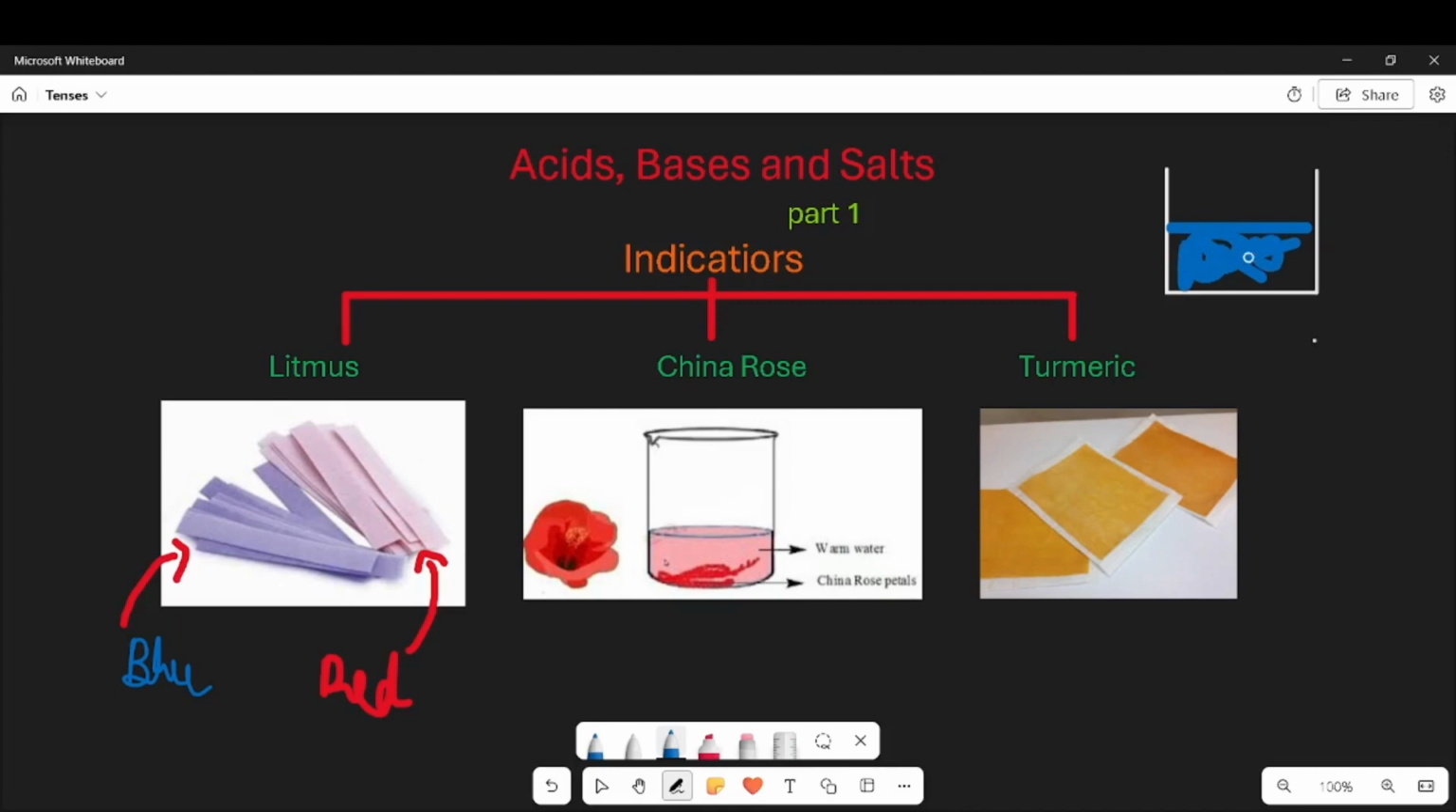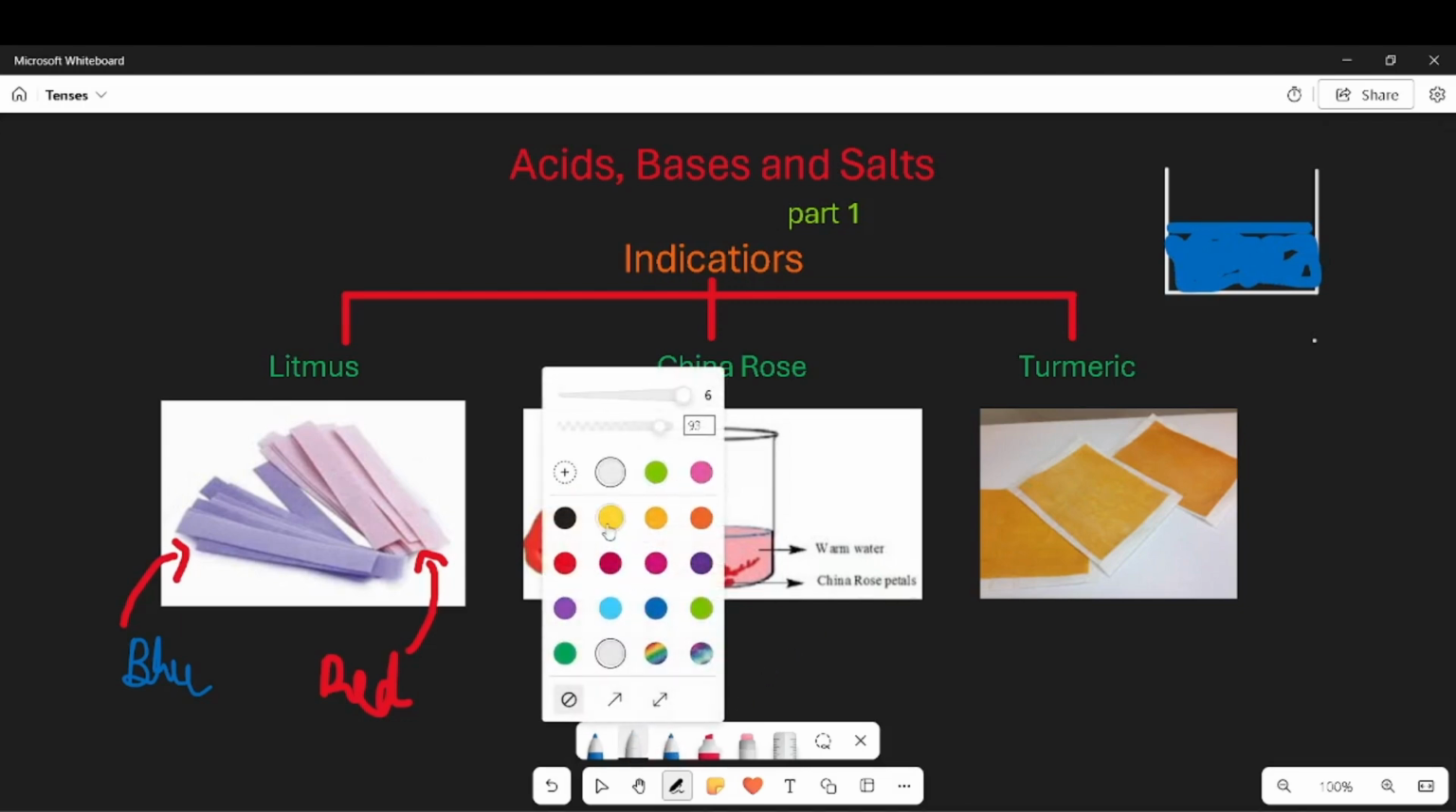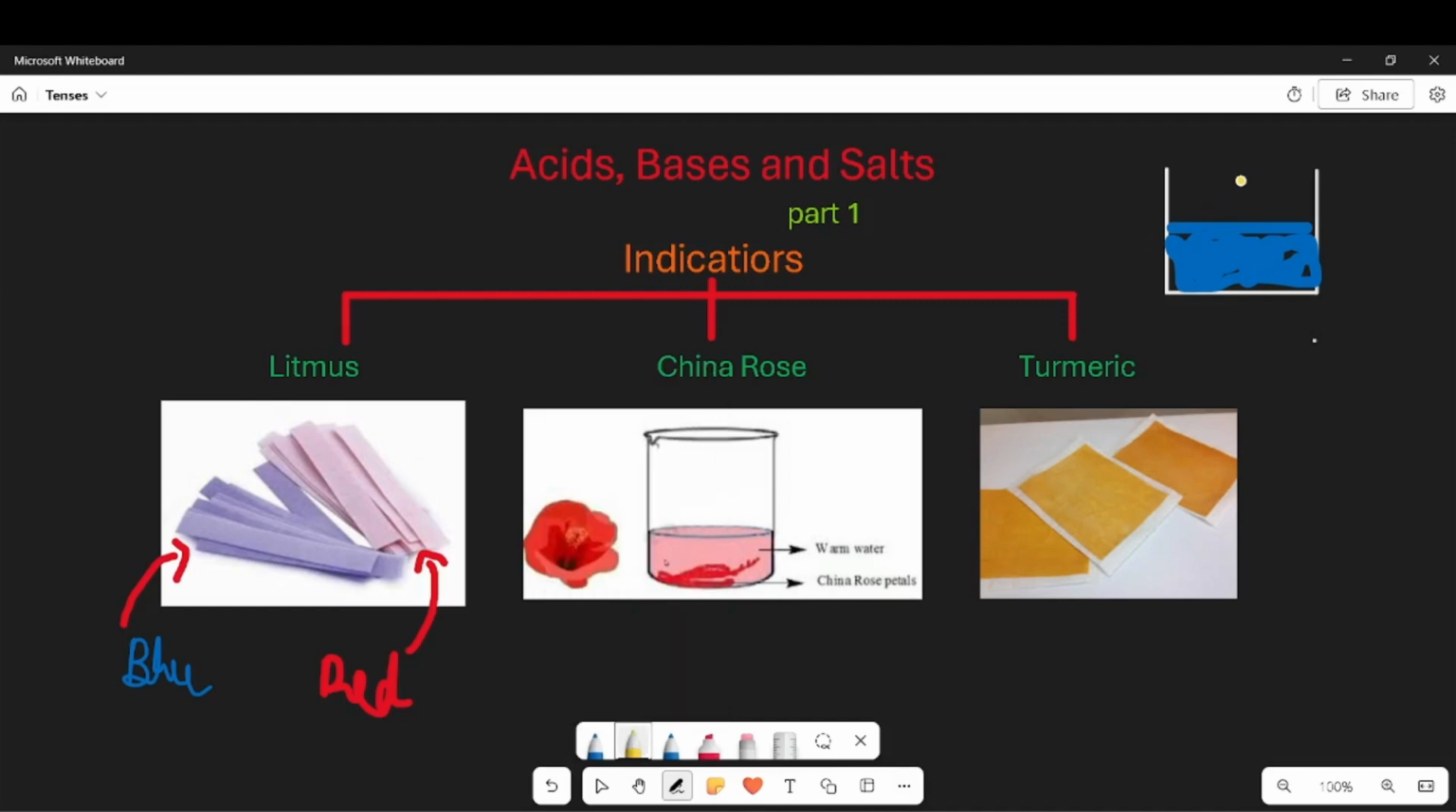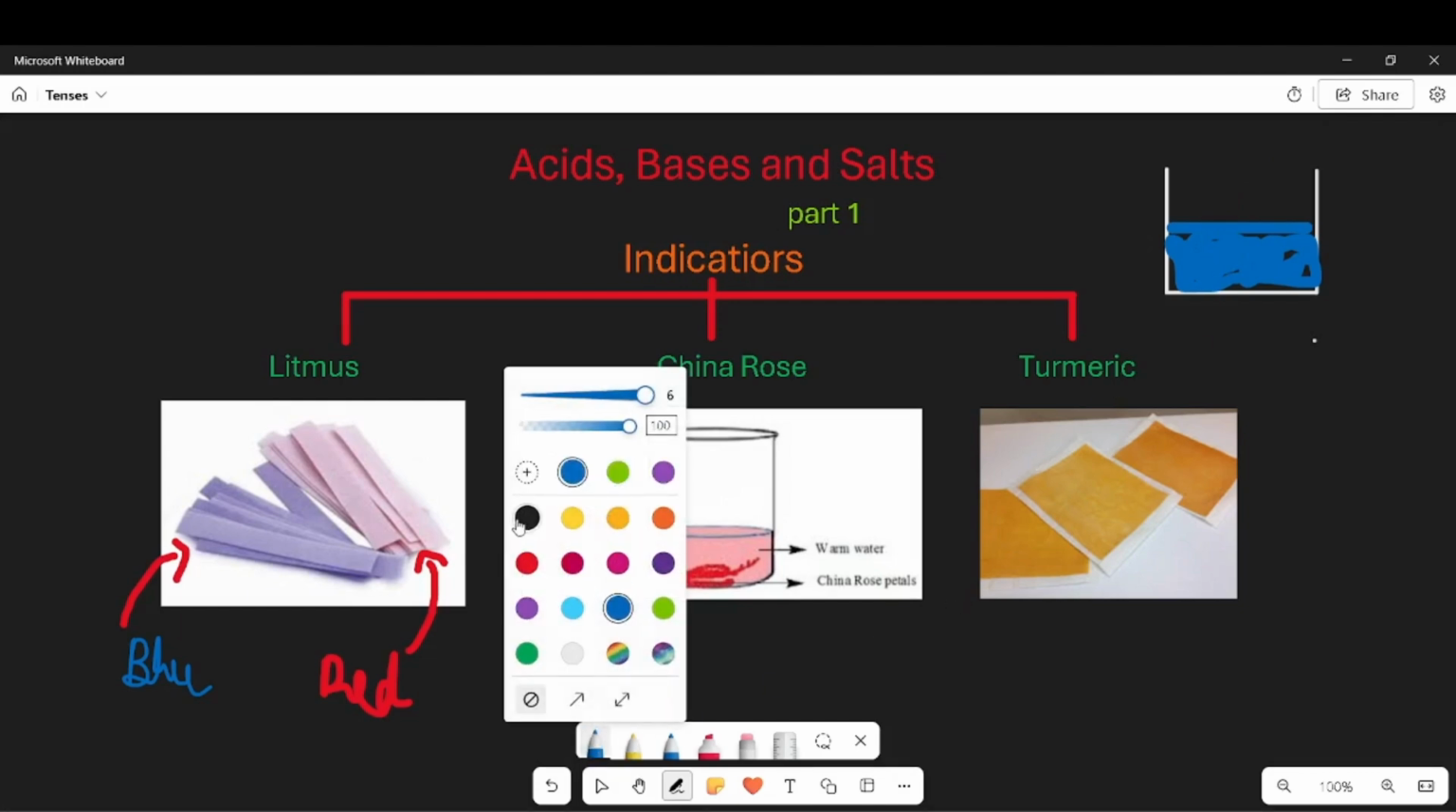Okay, in this beaker I have completely acid. And now what will happen if I put a yellow turmeric indicator paper inside an acid? What do you think will happen? Actually, nothing is going to happen. A turmeric paper is yellow in an acidic solution, so it always remains yellow in the acidic solution, indicating that it is an acid.